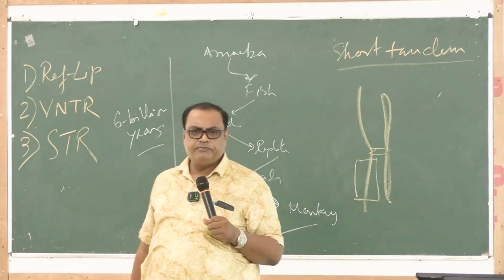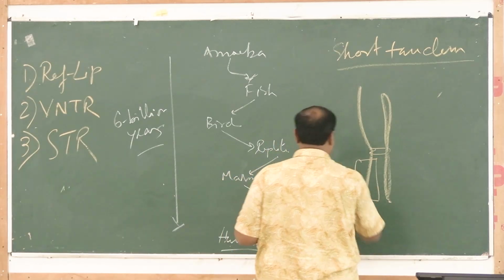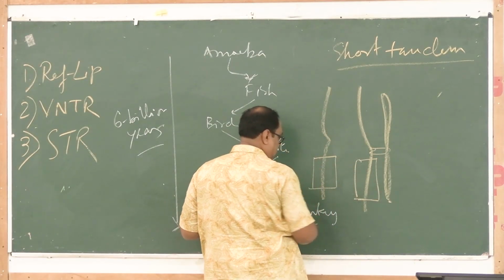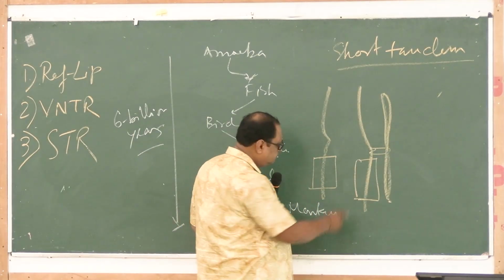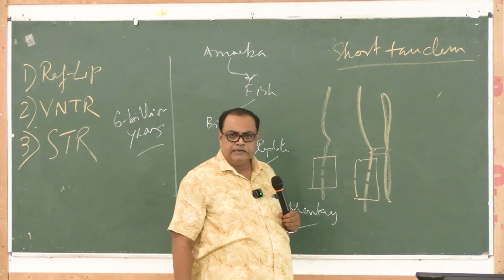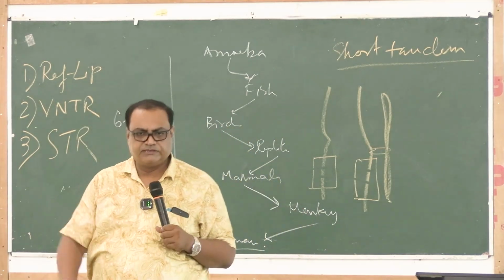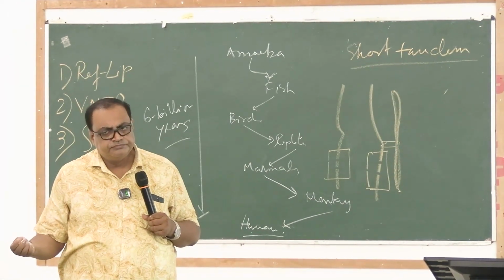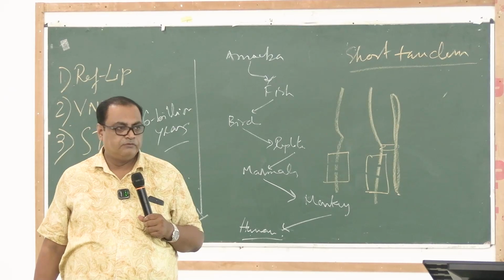Now it may happen that two DNA molecules may show the same VNTR numbers, not fragments, numbers. It may happen so. It is just a probability. Then what will we do?